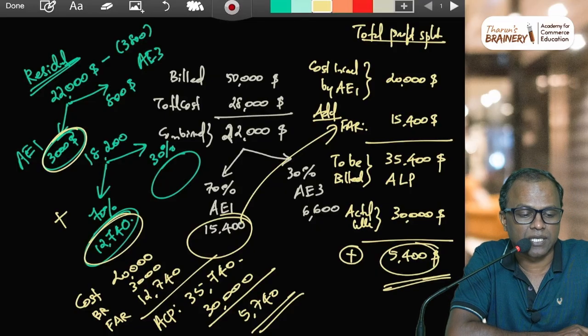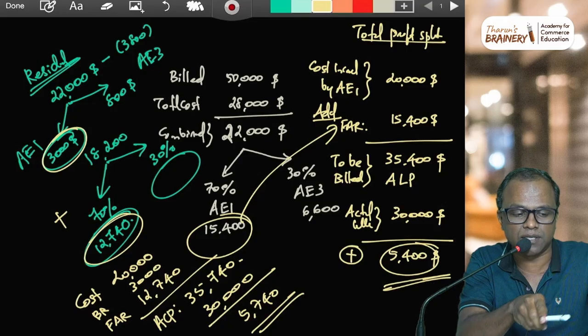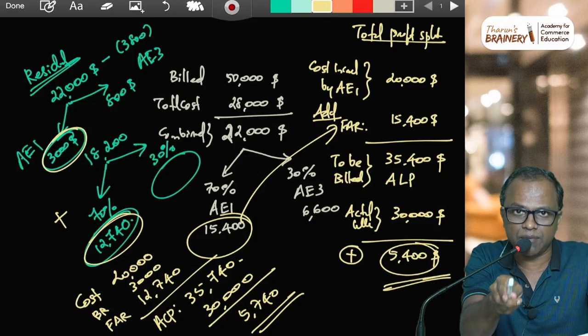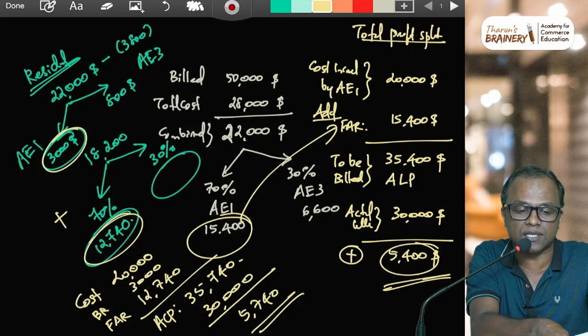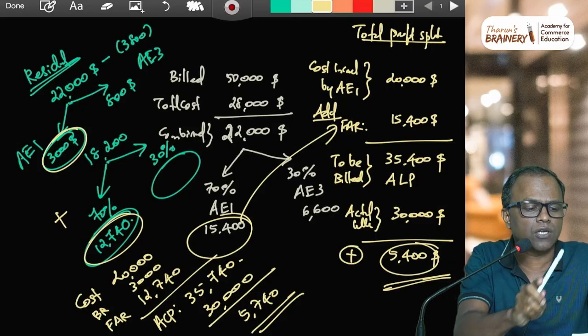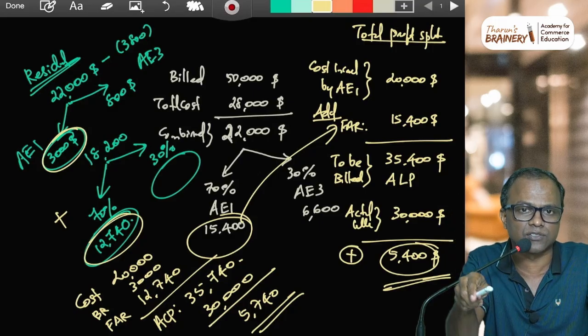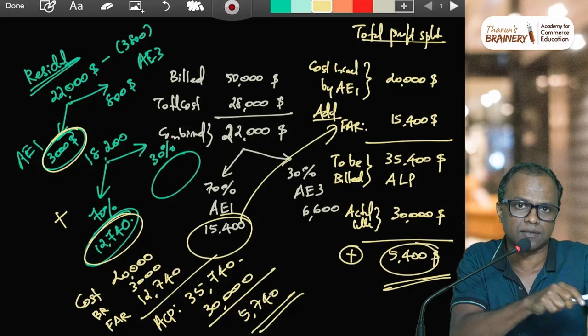For exam purpose, sometimes they will say basic return is 15% of cost and 10% of cost. They won't give the figure 3,800. This is actually to explain the concept of this method, so I used the detailed question. In your examination, sometimes they won't say this 3,800. Instead of that, they will say basic return is 15% of cost and 10% of cost. Then they will say FAR ratio is 70 and 30. So we have to find out that 3,800.